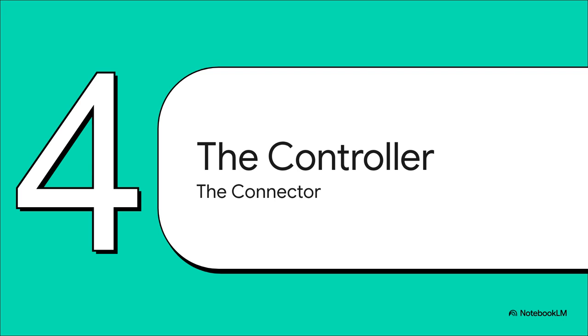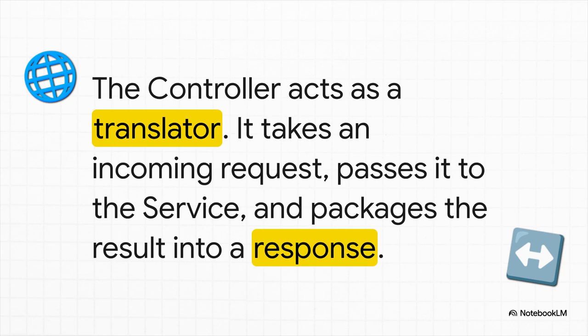All right, we've made it to our final layer, the controller. Think of this as the bridge between the outside world, like an API call coming from a browser, and all that smart logic we just built. So yeah, the controller's main job is basically to be a translator. It takes an incoming HTTP request, it pulls out the data it needs from it, and it passes that data along to the right service method. Then it waits for the result from the service and packages it all up into a nice, clean HTTP response.